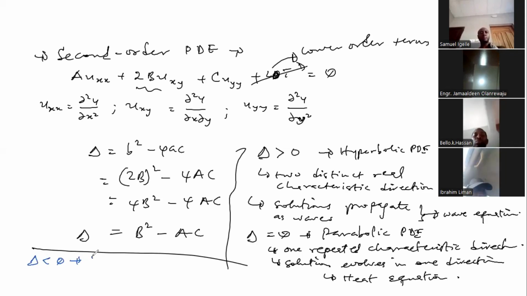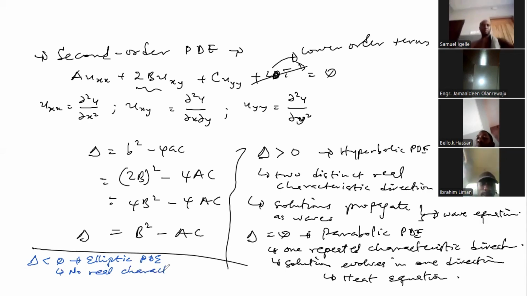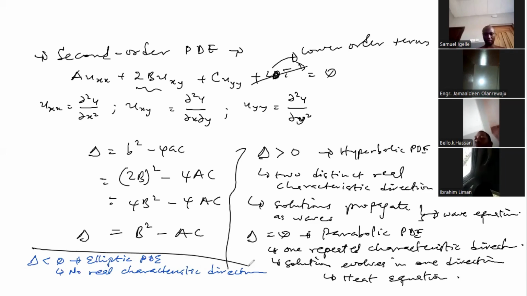Okay. Now, what happens when the discriminant is less than 0? We already mentioned that it is an elliptic partial differential equation. And here we know that there is no real characteristic direction. Right? So if we do not have a real characteristic direction, then what could possibly be done in this case? I need someone to give me an explanation. Oh, come again, please. Don't be offended.